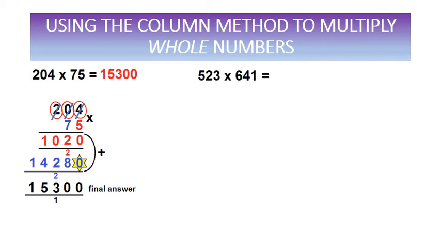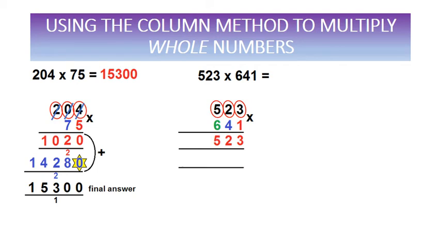Now we're going to look at what happens if we multiply by a 3-digit number. So again, we set the digits out in their columns. And just as before, we're going to multiply that top number by the right-hand digit of the bottom number. So 1 times 3 is 3. 1 times the 2 is 2. And 1 times the 5 is 5. Then we draw our line.